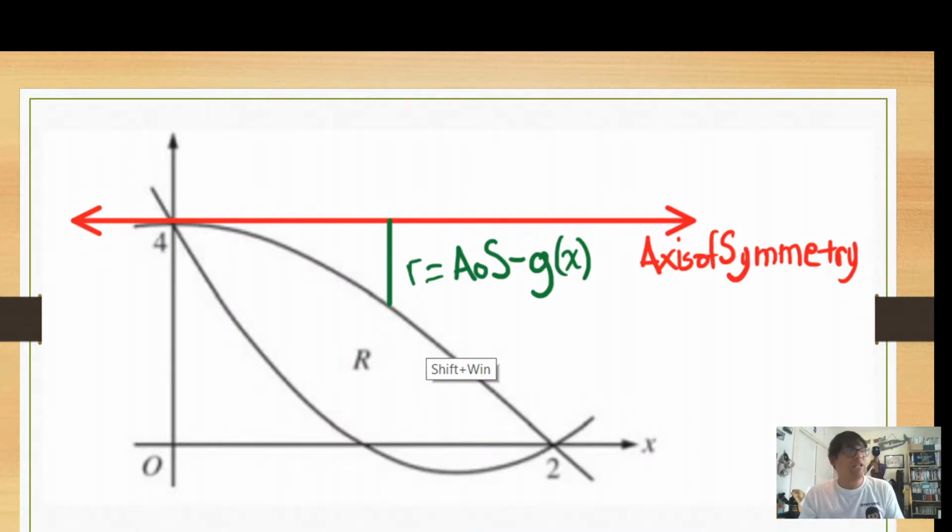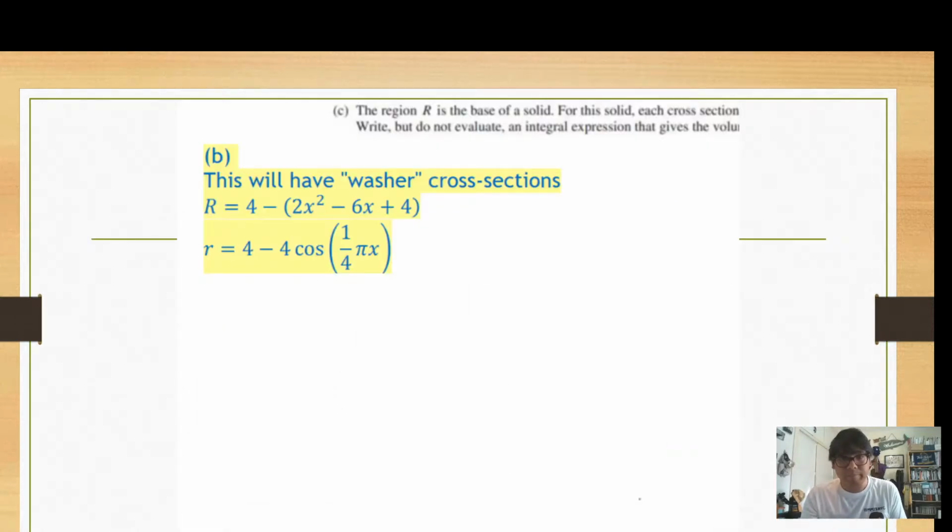So we've got a small radius of axis of rotation minus g, which is 4 minus g. Here we go: 4 minus f of x, 4 minus g. Of course, since f and g were defined as part of the problem, you don't need to write out the entire equation of those. You can just write f and g and you'll be good.